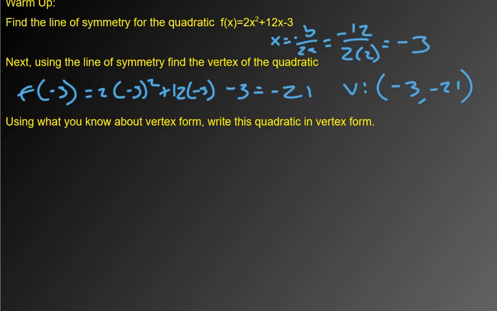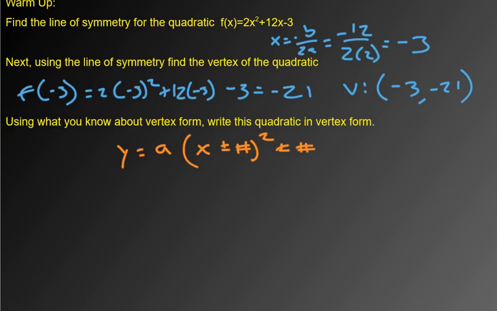Then there's the last one. Using what you know about vertex form, write this quadratic in vertex form. If you have a vertex point, which we have now, and you have the original graph, you can turn it into vertex form. The vertex form, again, is a number in front that represents the scale factor, and then plus or minus x plus or minus some number inside, and then plus or minus some number on the outside.